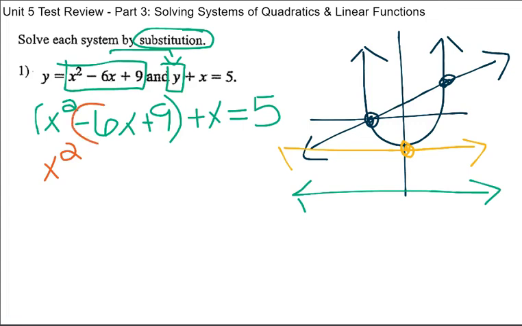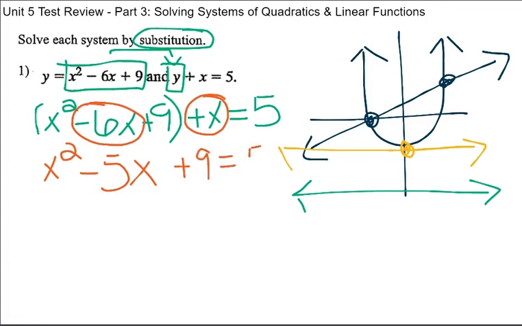I do have some x's that I can combine. I've got a negative 6x and a positive 1x. Those would be combined to be a negative 5x if I add them up. And I'm going to bring down my plus 9 equals 5.